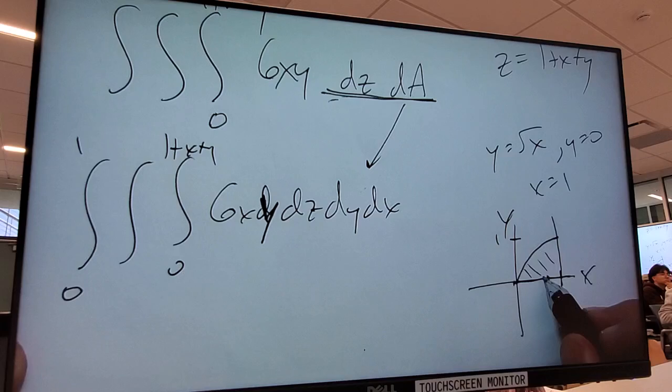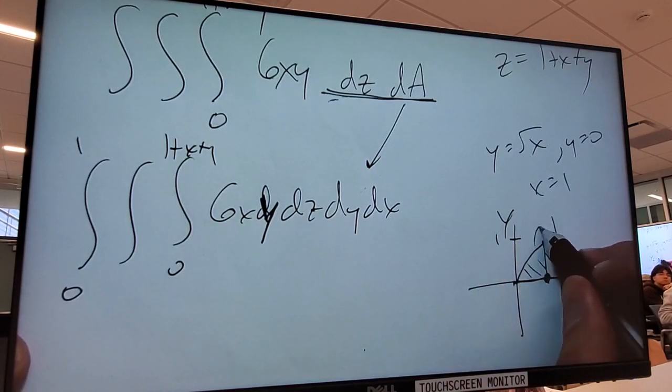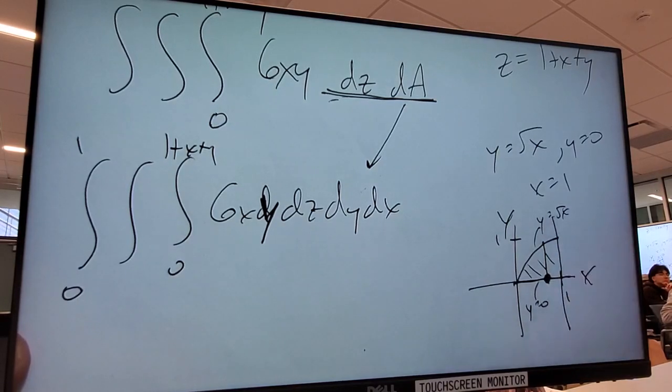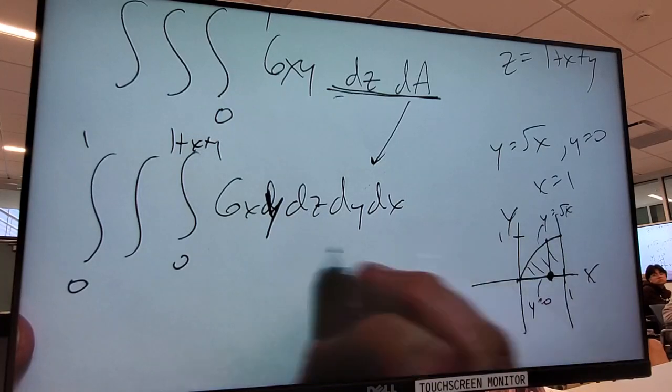So for that value of x, where does y go? From 0 to, what is this? This is y equals square root of x. So from y equals 0 to y equals square root of x. That's what y does.